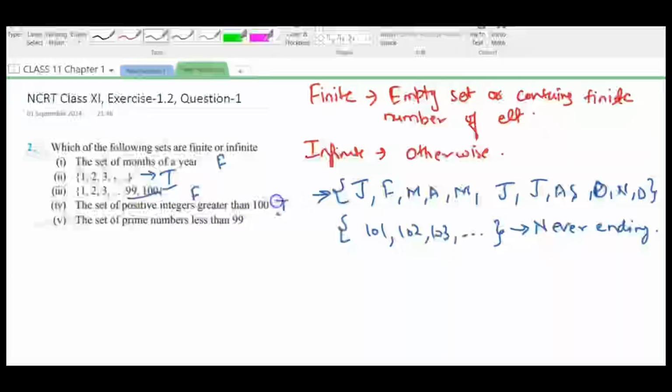So this is an infinite set. The set of prime numbers less than 99. So obviously this set would be a finite set. Right? This set would be finite.